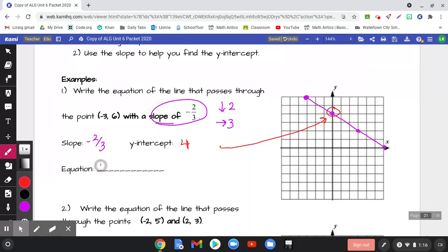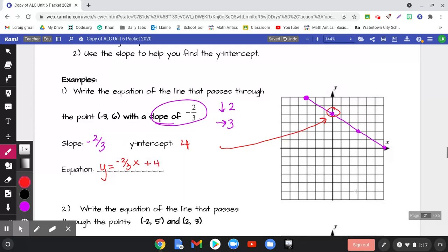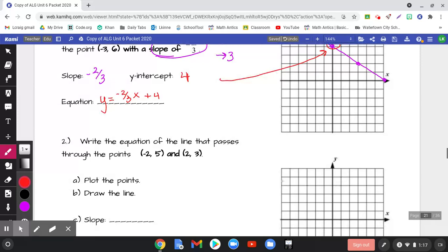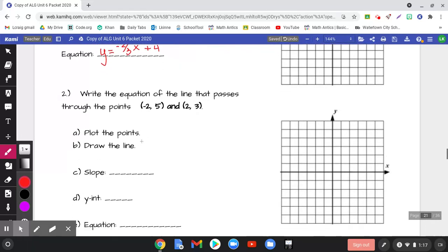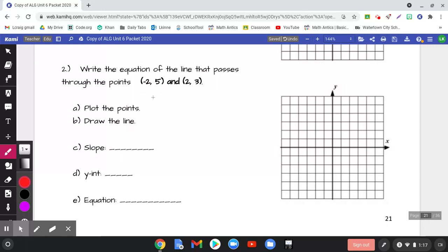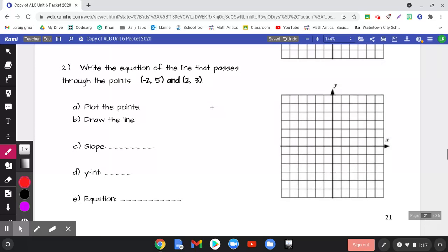So put it all together. Your equation is always y equals. Slope goes with x, so -2/3 x. And then your y-intercept is +4, plus 4. There's your equation. All right, let's try another one. This time, I'm not going to give you the slope. I'm going to give you 2 points. And again, this is just one method. I'm going to show you 2 other methods in the next couple of videos.